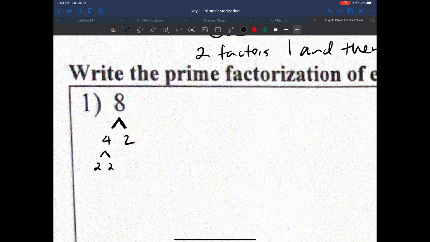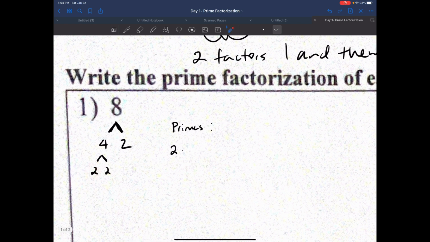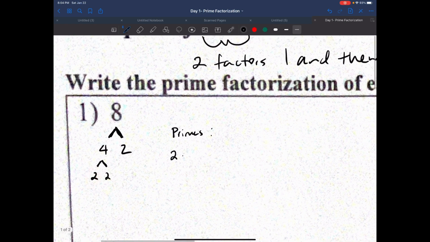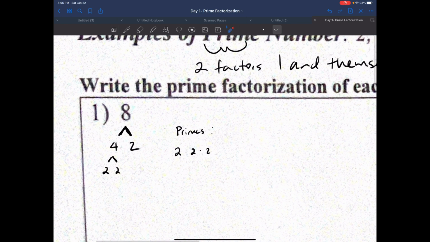So then I'm going to write out everything. I'm going to write out my primes here, and then I'm going to separate them with a multiplication sign. So I have 2, that's from that 2. And I'm going to write another 2 here, that's from this 2 here. And I'm going to write another 2 here, and that's from this 2. I am not including the 4 because it is not a prime number, so I'm only working with the numbers that are prime.